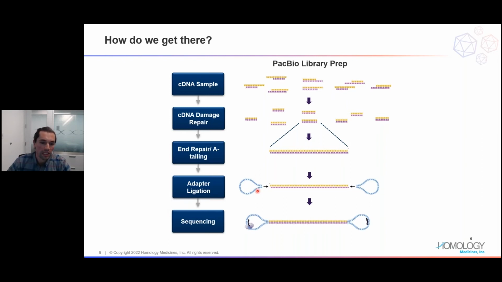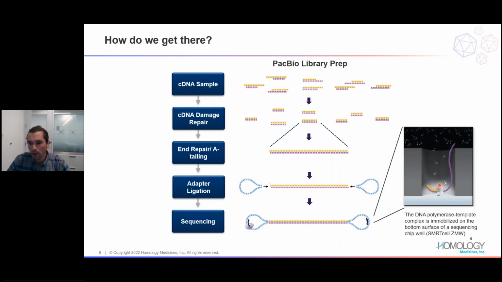which enables you to ligate your SMRTbells, which have a T on the 3' end. And so that allows for pretty efficient ligation. Then you can anneal your primer and bind your polymerase. And so you have this nice ligated circular fragment right here, which then ends up at the bottom of a ZMW. As Liz mentioned, this is one of 8 million ZMWs on a single SMRT Cell.